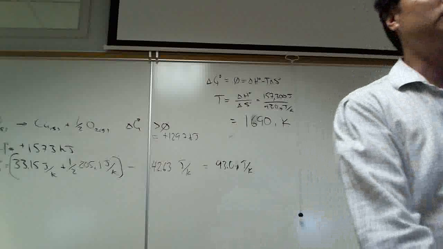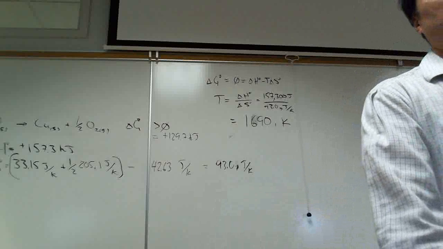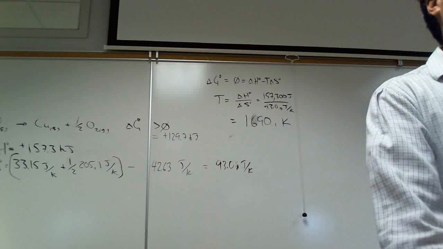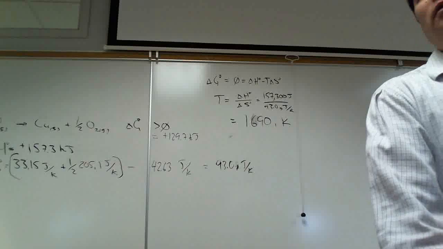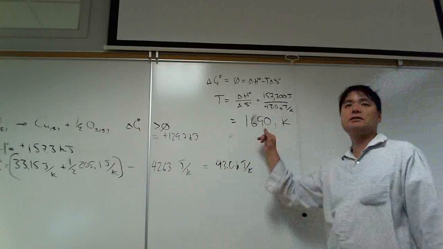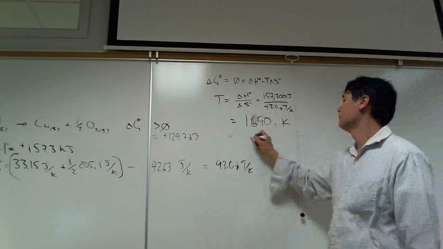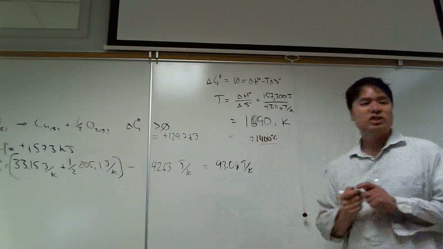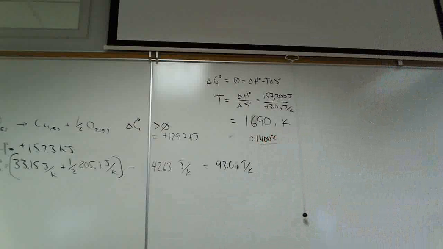How are we going to get that temperature? Is that an achievable temperature? This would be about 1400 degrees C, roughly. That's an achievable temperature, right? You just throw it in your oven at home. No, you couldn't throw this in your oven at home.